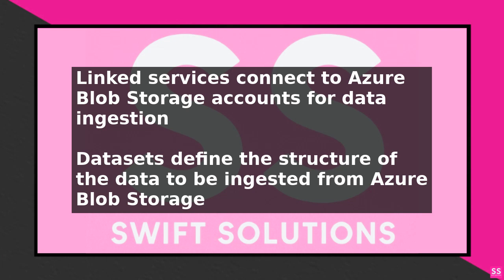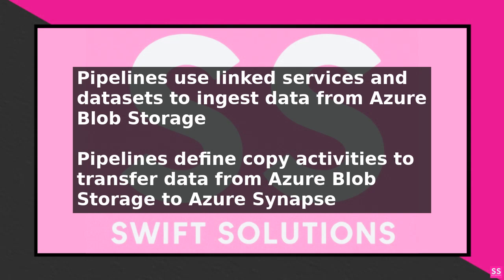Step 3. Create a pipeline. To ingest the data, you need to create a pipeline that uses the linked service and dataset you created. You can create a pipeline by navigating to the Author section in Azure Synapse and clicking on Pipelines. Then select Azure Blob Storage as the source and define the copy activity.